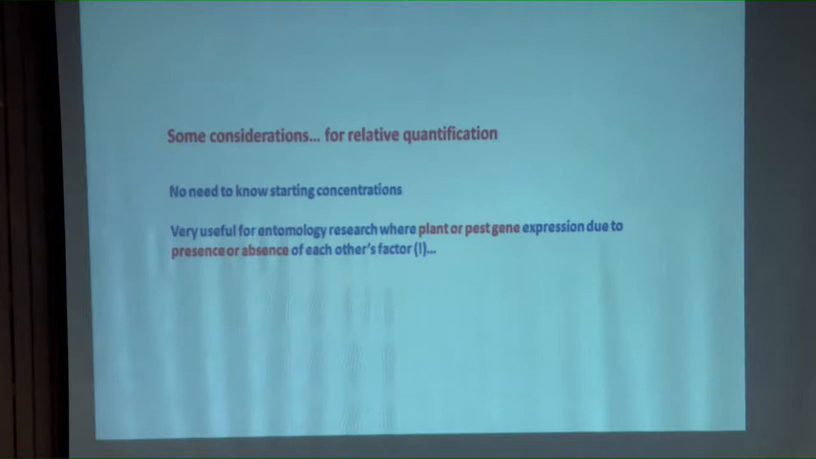Of course, relative quantitation is quite easy because there is no need to know the starting concentrations. It is very useful for entomology research, where plant or pest gene expression due to the presence or absence of each other's factors can be beautifully worked out. This is one of the biggest advantages of having this kind of tool. I think that's the last slide, if I guess.